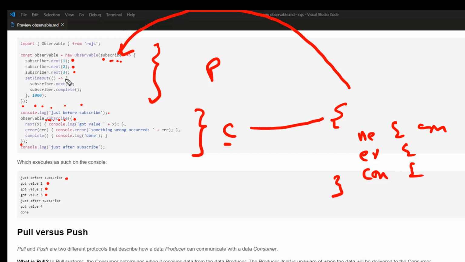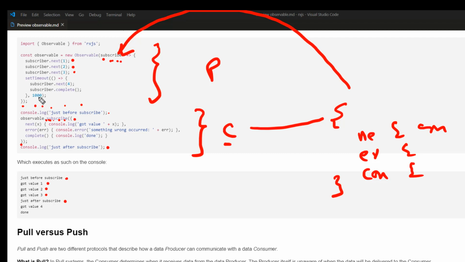This function starts executing. Next, next(4) is called. But before that is after 1000 milliseconds. So before even that, this line hits, because setTimeout appears, and setTimeout says it's for future execution, so it starts executing just after subscribe is called. Now it's waiting till 1000 milliseconds.